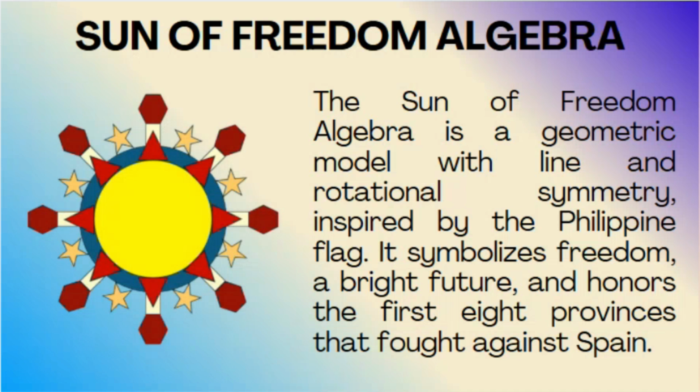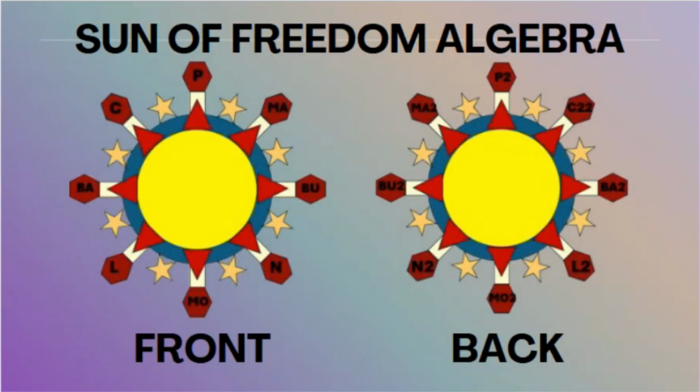These provinces are Pampanga, P, Manila, MA, Bulacan, BU, Nueva Ecija, N, Morong, MO, Laguna, L, Batangas, BA, and Cavite, C, which are the elephants in my figure. So here is the front and back of my geometric model.